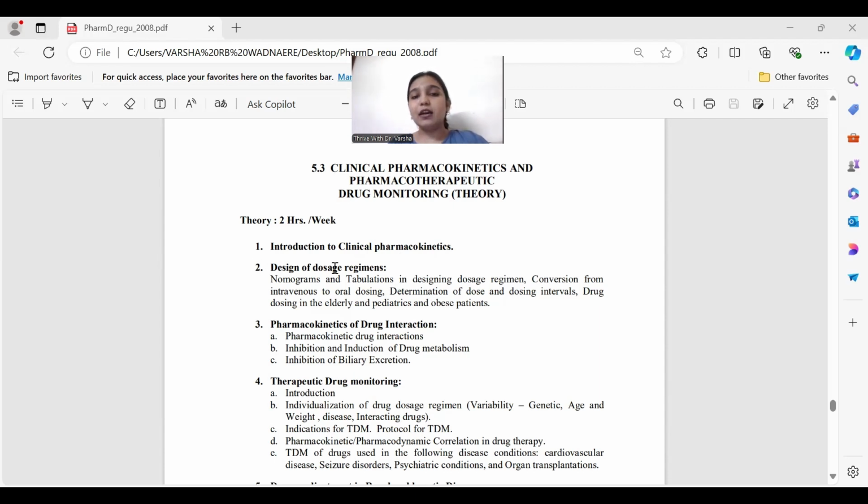Then design of dosage regimens. Now we have seen how you will design a particular dose regimen for each and every patient, that is in pediatrics, elderly, obese patient. Now, a particular drug is there, and if someone is underweight or someone is overweight, how the distribution of drug happens in each and every body.